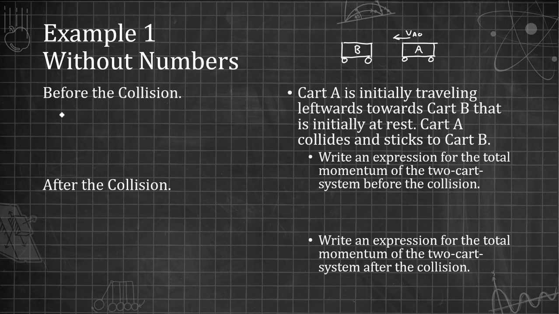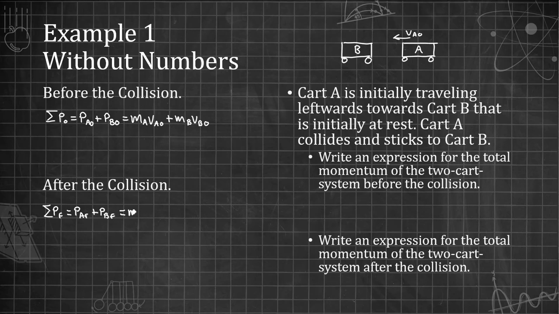So now to write the expression for the total momentum of the two-cart system before the collision, we just have the total momentum initial is going to be momentum of object A plus momentum of object B. And the momentum for each object is just going to be mass times the object's velocity. So we'll just get m_A times v_A initial plus m_B times v_B initial. So now after the collision, we'll do the exact same thing, and we'll just use f for the final subscript. So we'll have the same equation, m_A times v_A final plus m_B times v_B final.